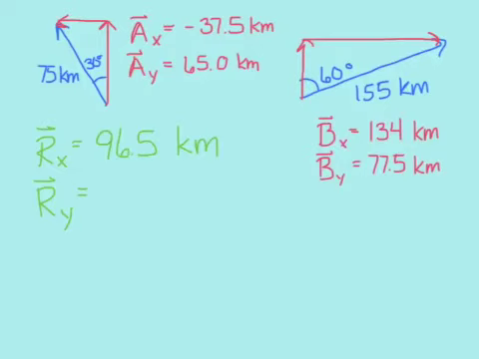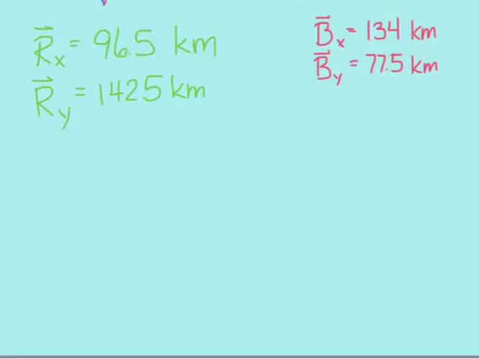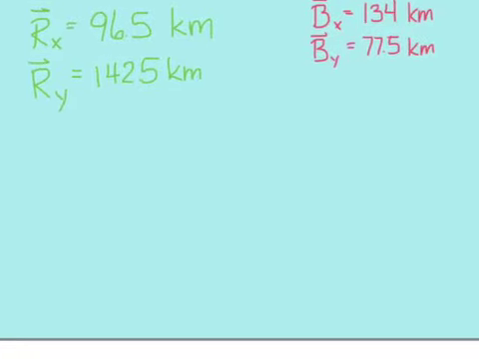For the y component, I'm adding that 65 to the 77.5. And as a result, I get 142.5 kilometers. Now that I have its x and y components, I can draw the vector. It's almost like I ignore the rest of the problem as I'm doing this. So the x component is positive, which means it's to the right, and the y component is upward because it's positive. So my resultant vector looks something like that.